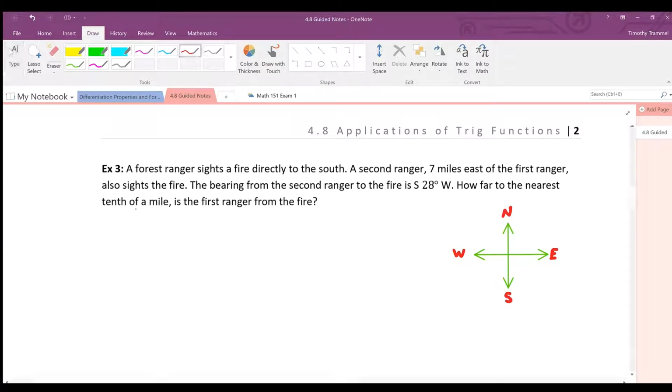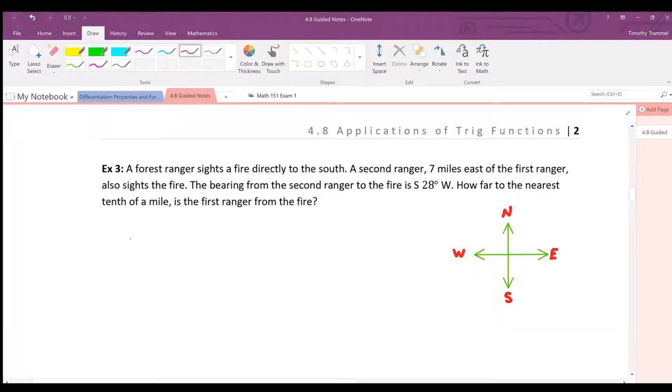Example 3. A forest ranger sights a fire directly to the south. A second ranger, 7 miles east of the first ranger, also sights a fire. Let's just actually start by sketching that, and then we'll read the last little bit of this. Okay.